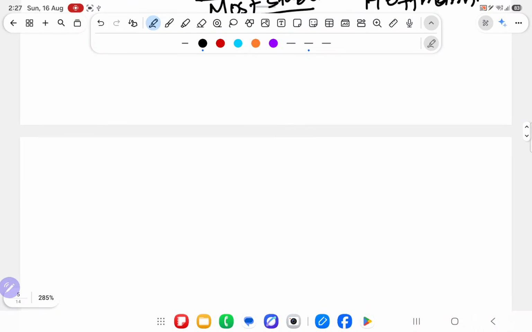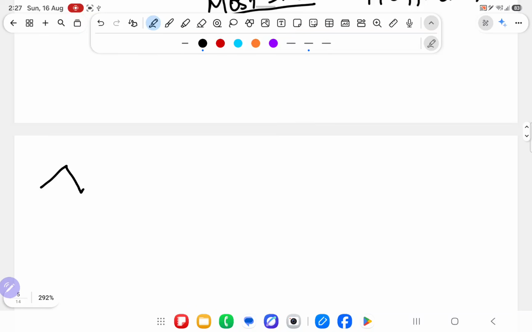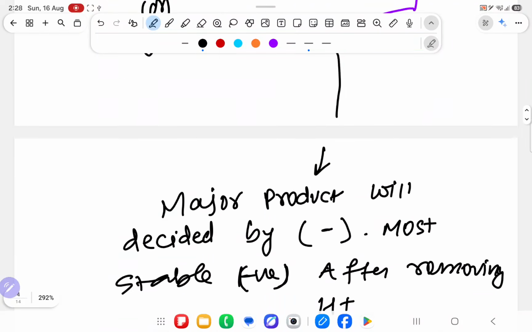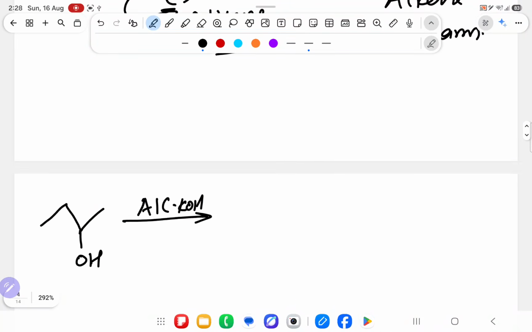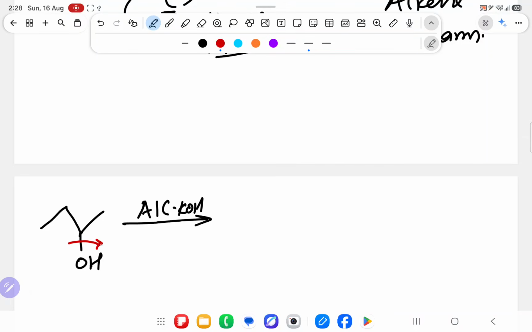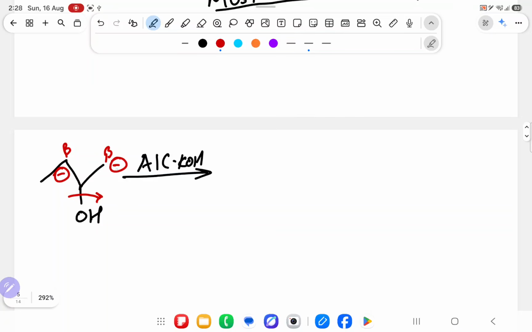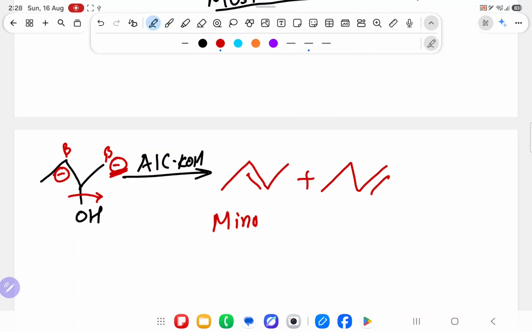Okay, don't worry. Suppose I have taken one example, OH over here, and then I have taken alcoholic KOH. Sir, alcoholic KOH plus a poor leaving group, OH, is there. So in this part first you will remove this, and in this part first you will remove this. Here beta, minus coming here, minus coming here. Which minus is more stable? This minus. So one product you will get as alkene here, one product as alkene here. This is the minor product, this is the major product.